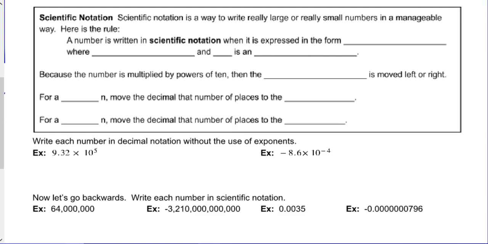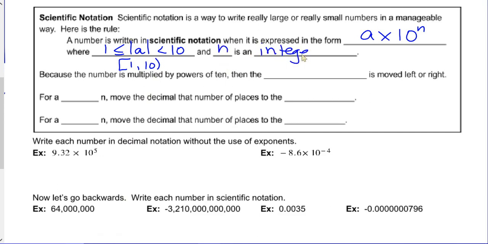A number is written in scientific notation when it is expressed in the form of a times 10 to the n power, where our a value is between 1 and 10. I'm going to put the absolute value of that. So the positive version is between 1 and 10. Now notice we're including 1 but not including 10. So if I do interval notation, it would end up being something that looks like this. And n is an integer.